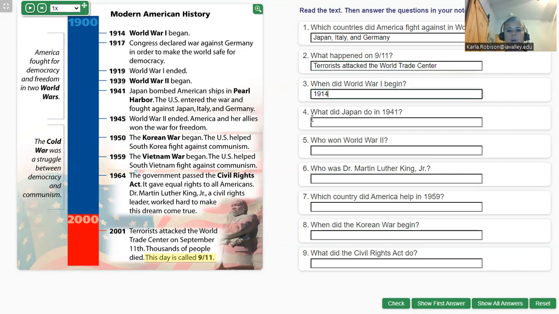All right, number four, what did Japan do in 1941? All right, so I don't need to look for a keyword here. I'm going to look for the date. So I'm just going to go find 1941. Well, what did Japan do? They bombed American ships in Pearl Harbor. Okay, so Japan bombed American ships in Pearl Harbor.